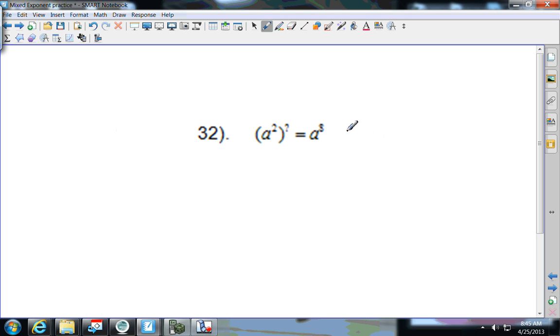What about this one? If you can't see it, that's an 8 right there. So again, a power to a power. 2 times what gives you 8? This should be a 4. So your answer to this one would be 4. What about 33? Again, a power to a power. So you're going to go 4 times what gives you 12? This should be a 3.